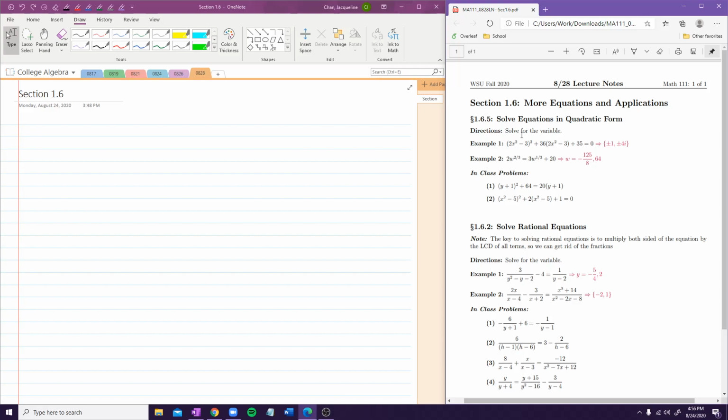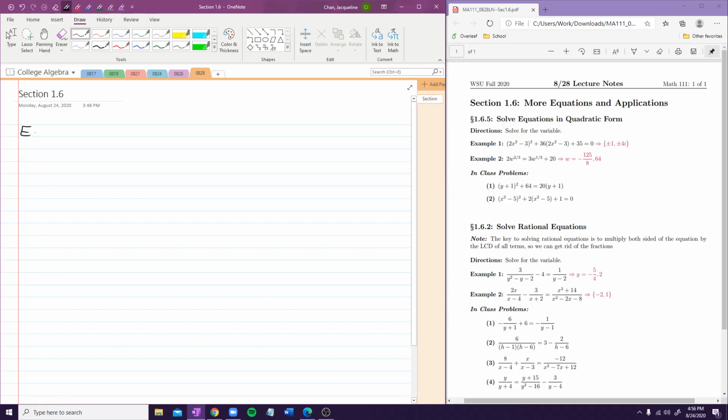So with section 1.4, it was all about solving quadratic equations. Now what this section is doing is it's just kind of taking it a step further, where it kind of looks like a quadratic equation, but we'll have to use some substitution first before it looks like one that we recognize. So let's dive into an example.